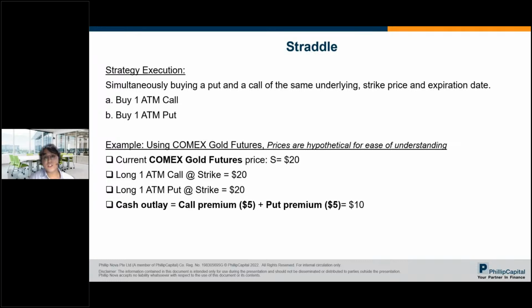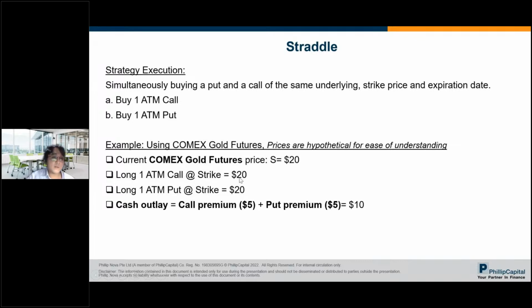So to execute a straddle strategy, you simultaneously buy a put and a call on the same underlying, strike price and expiration dates. We buy an at the money call and buy an at the money put. In this example, we'll use COMEX Gold futures again, assuming the underlying COMEX Gold futures is at $20. And then we have an at the money call and at the money put at a strike of $20 each. Our cash outlay will be the two premiums paid.